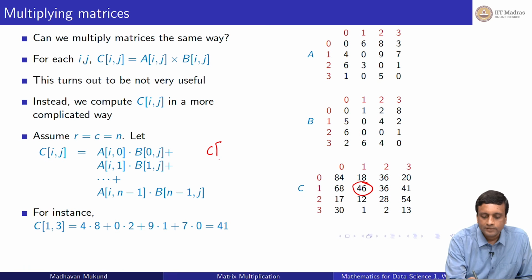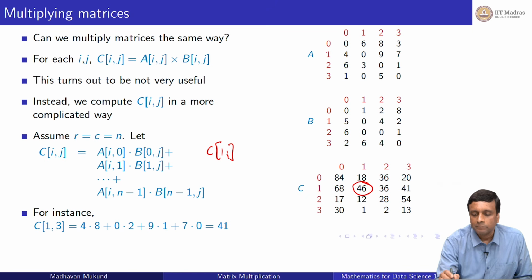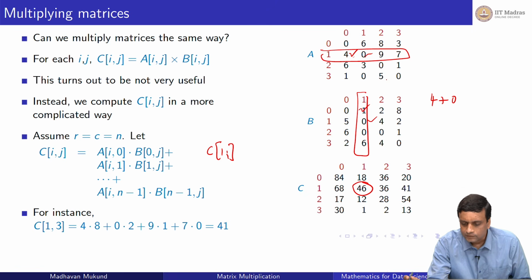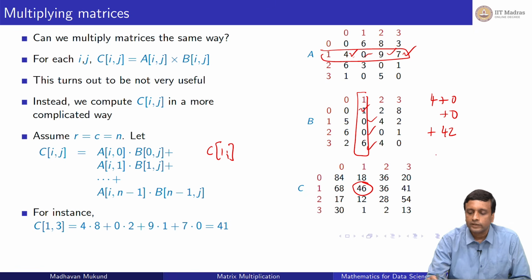Okay, let's look at some other entry and see how we got this 46. How did we get C11? Well, C11 means I have to look at row 1 and I have to look at column 1. So I take 4 times 1 is 4, then I get 0 times 0 is 0, then I get 9 times 0 is 0, and then I get 7 times 6 is 42. So this is how I computed it, and then I finally got 46.